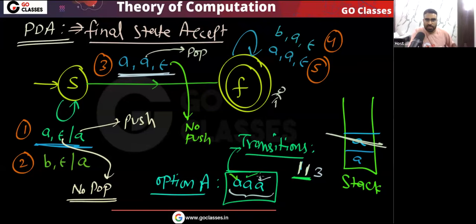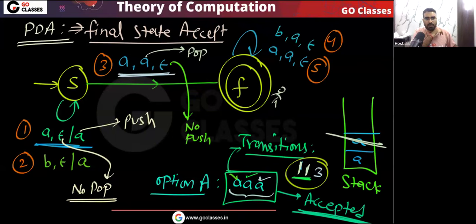Yes or no? So that's it. This string will be accepted. Is this point clear? So the answer will be 113. This will be your answer. Is this point clear? Please tell me. So for this string, for AAA, you can take 113. These transitions you can take, and now the string has ended. At the end of the string, you are in the final state. So this string will be accepted. Very simple. Now let's see the next.